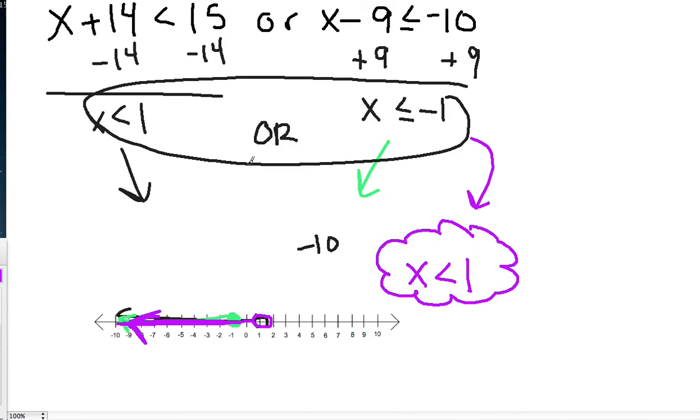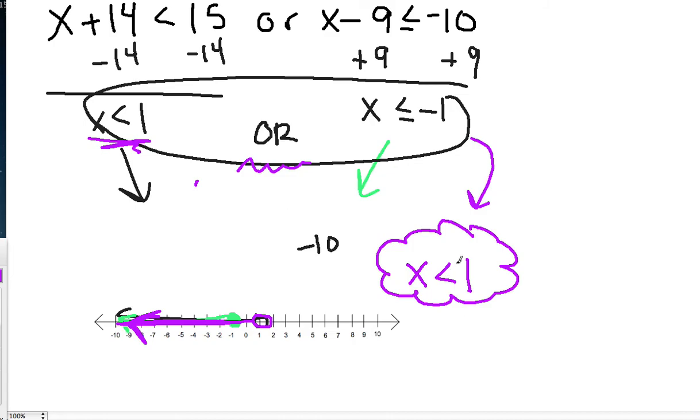So when you have an OR graph and they overlap, because an OR statement has either one part being true or both of them being true, if they overlap, then you can just put the one that covers everything. So in this example, this part here takes care of this. So my answer is just x is less than 1. That one's a little bit trickier than the first one that we did.